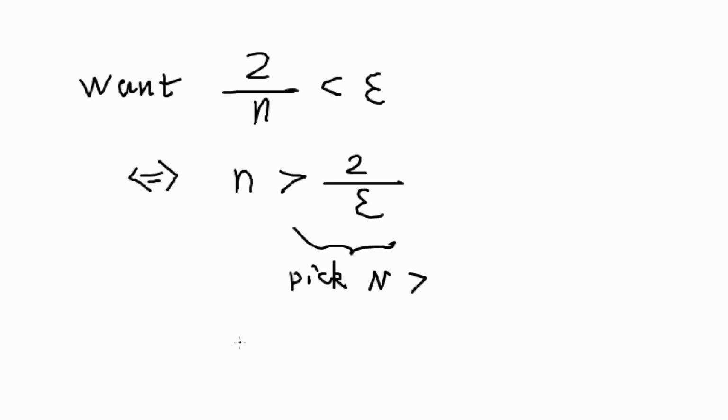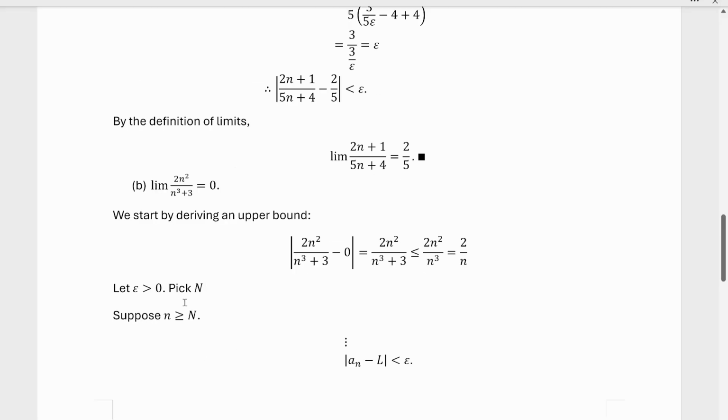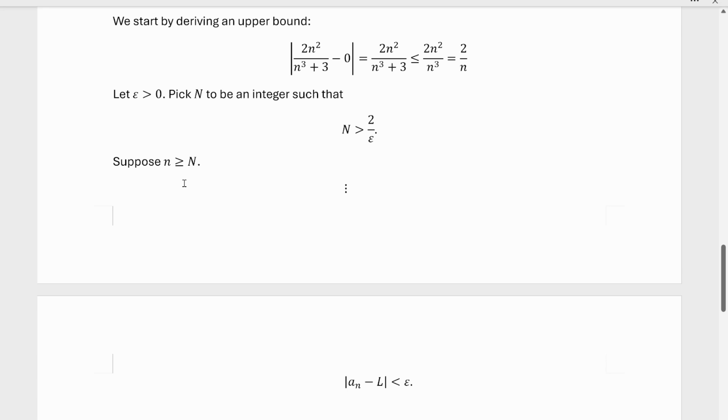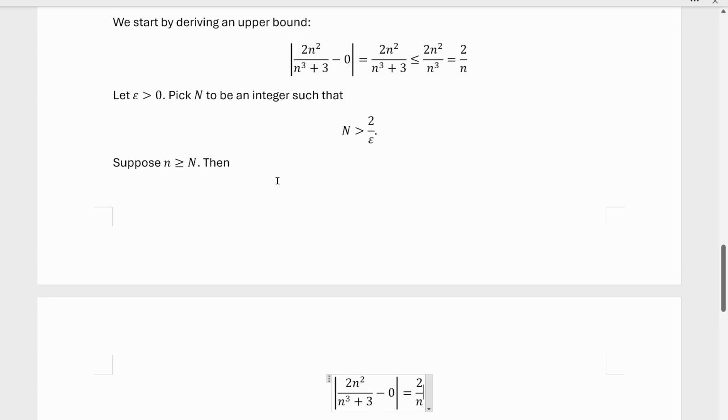We're ready to write the formal proof. So we write: pick big N to be an integer such that N is greater than 2 over epsilon. Following the template, suppose little n is greater or equal to big N. We write "then" and copy down the upper bound. Since little n is greater or equal to big N, 2 over n is less than or equal to 2 over big N. And since big N is greater than 2 over epsilon, 2 over big N is less than epsilon.